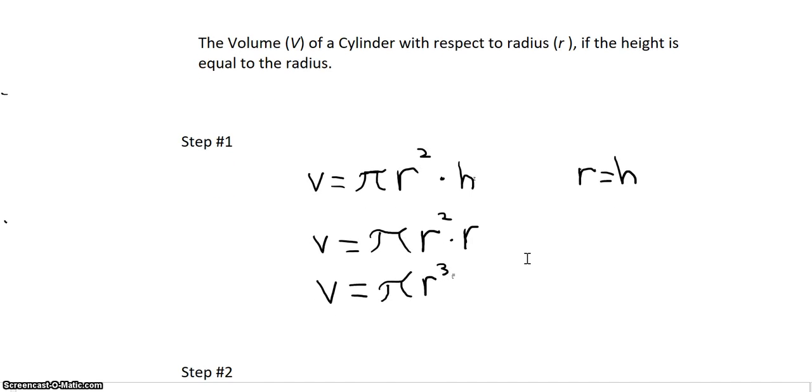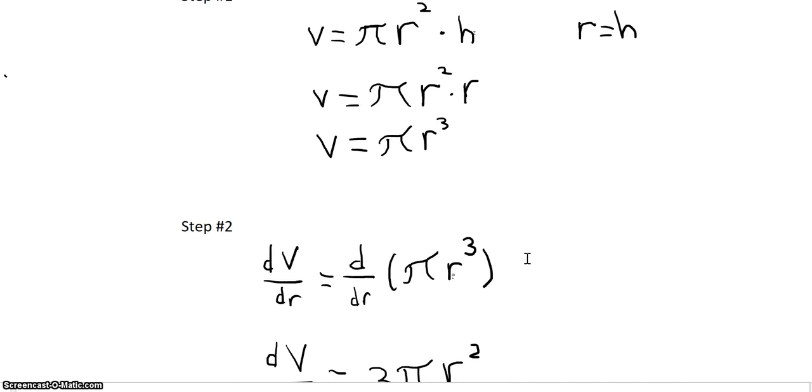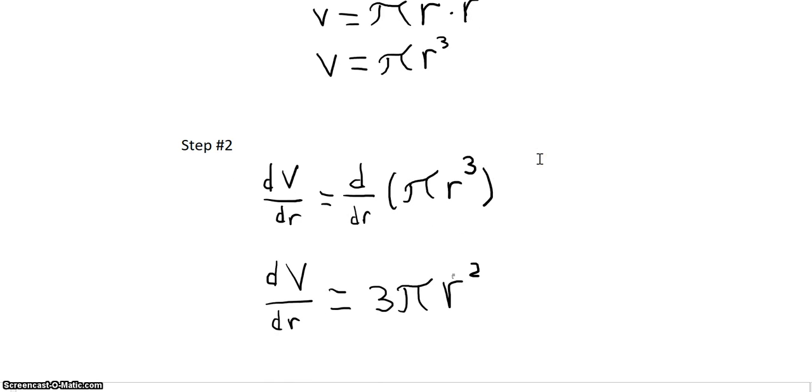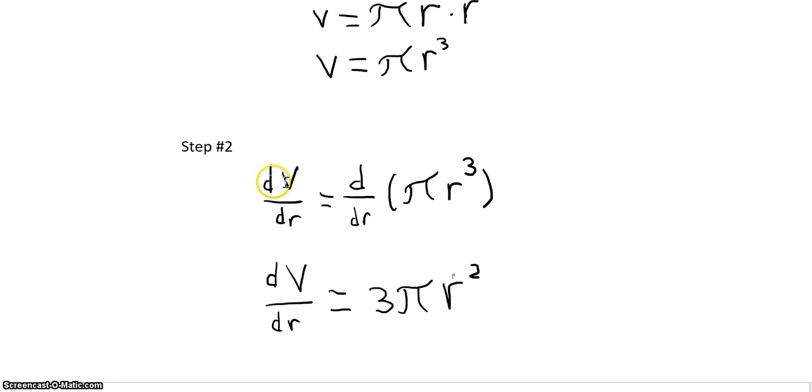And we move on to the second step, which is to find the derivative of this equation. We take dV/dr, the derivative with respect to radius of pi r cubed. If you remember the power rule, and remember that pi is a constant, you move 3 in front and you get 3 pi r squared. So dV/dr is equal to 3 pi r squared.